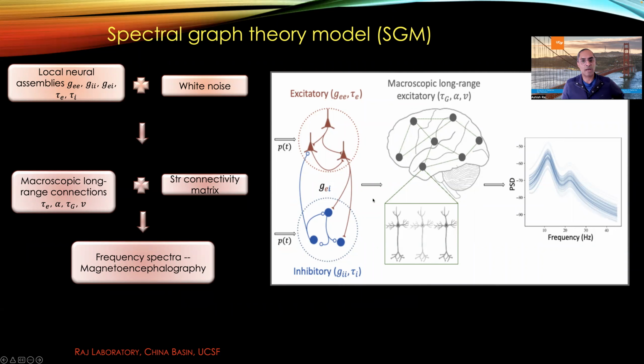The neural mass model has an excitatory and inhibitory population. They have gain terms and time constants. And the macroscopic model is basically governed by the structure connectivity between nodes, in addition to a few global constants. First, the speed V, a global coupling constant alpha, and a global time constant tau G. And we want to take this model and try to fit it to frequency spectra coming from MEG.